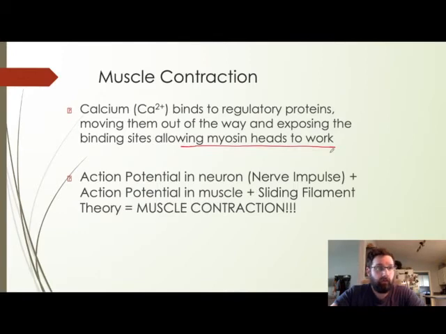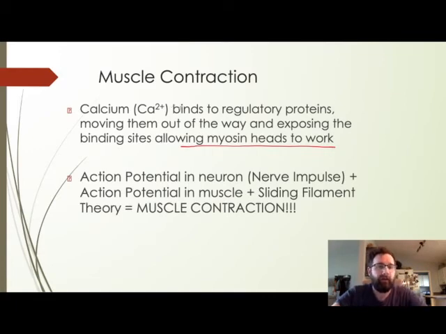So there's a cascade of events here, right? This is all about cascading events, dominoes. If you don't have the action potential, you don't have the release of calcium. If you don't have the release of calcium, it will not bind to the regulatory proteins. If it doesn't bind to the regulatory proteins, then they will stay put. If they stay put, then the myosin heads can't attach and there's no contraction. So for the contraction to happen, you have to have that beginning step cause that cascade of events.